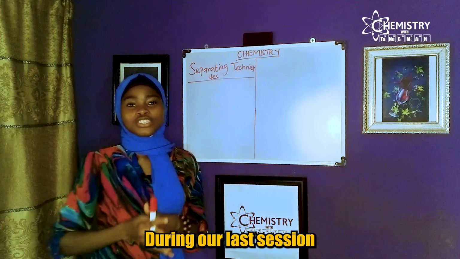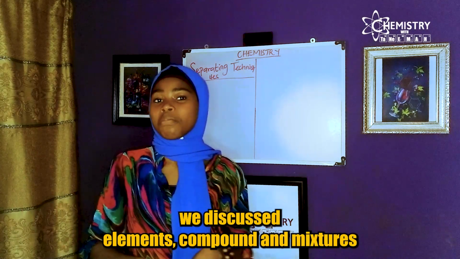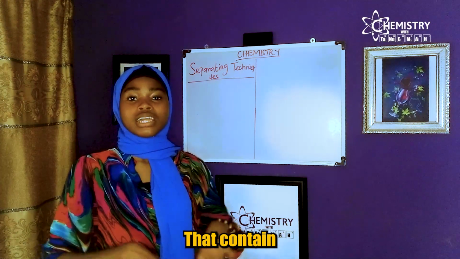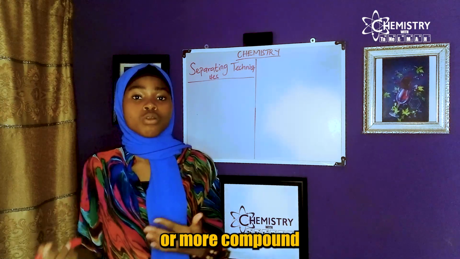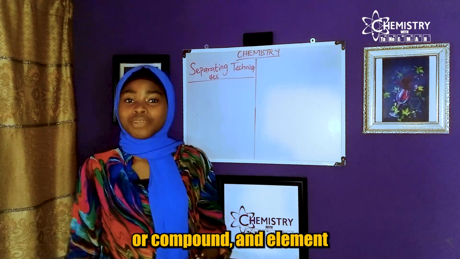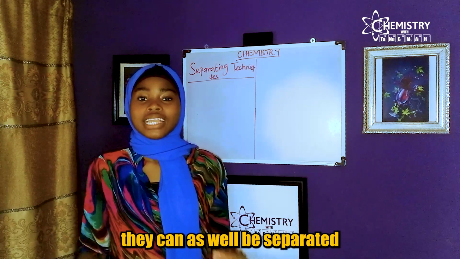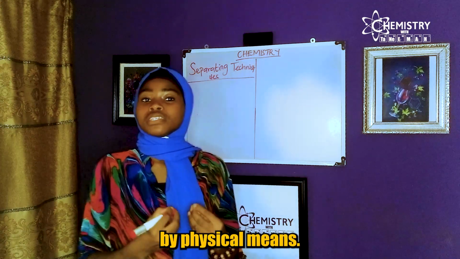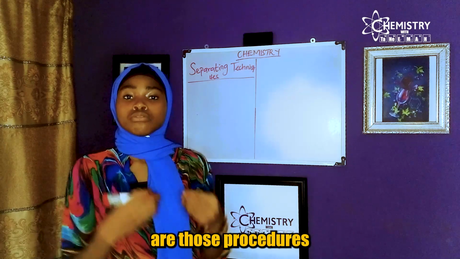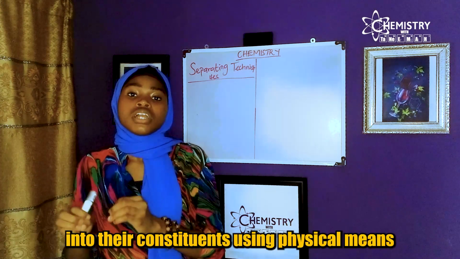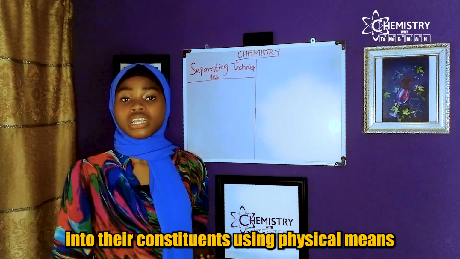During our last session, we discussed elements, compounds, and mixtures, and I defined mixtures as a substance that contains two or more elements, or two or more compounds, or compounds and elements physically combined together. Since they are physically combined together, they can as well be separated by physical means. Separating techniques are those procedures that we employ to separate these mixtures into their constituents using physical means.